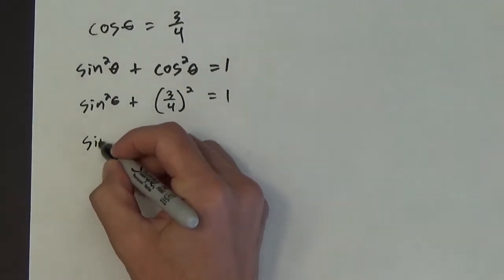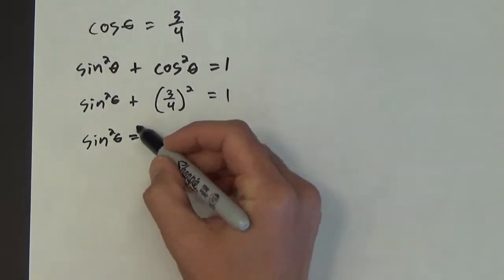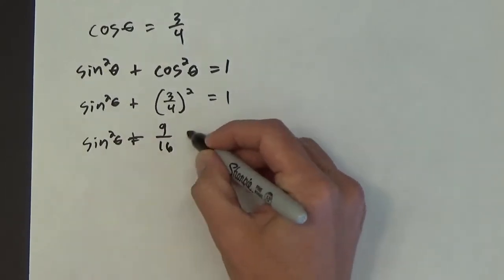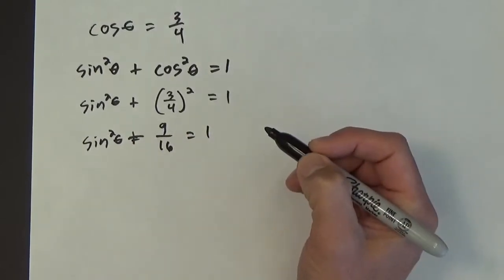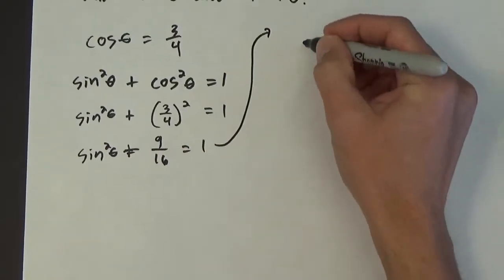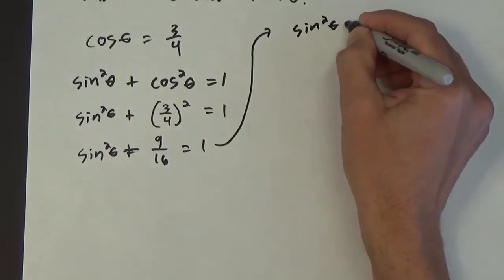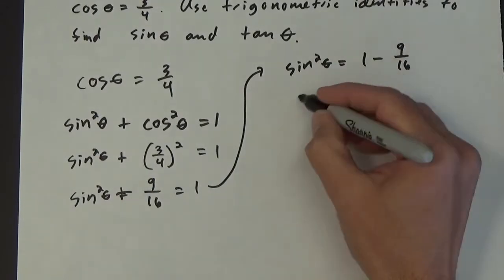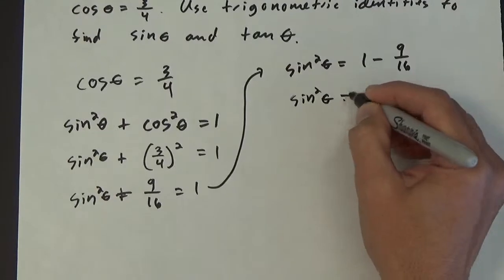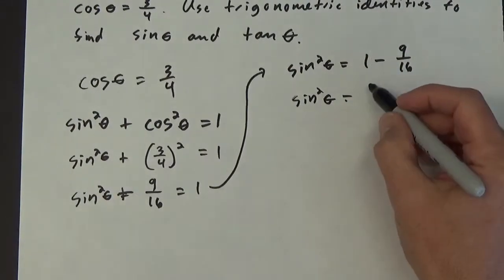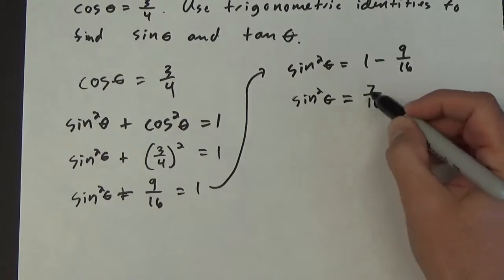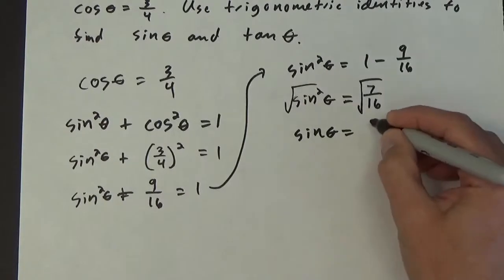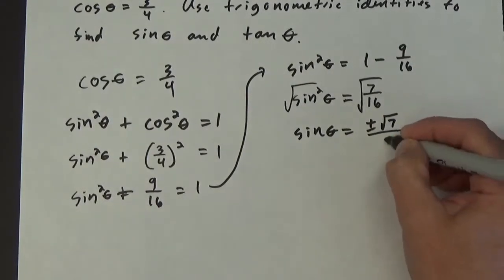So we have the sine squared of theta plus, let's see, 3 over 4 squared is 9 over 16, equals 1. So that means the sine squared of theta is 1 minus 9 over 16. So that means the sine squared of theta, so what's that, 16 over 16 minus 9 over 16, so that's 7 over 16. And then we take the square root of both sides, and the sine of theta is plus or minus the square root of 7 over 4.